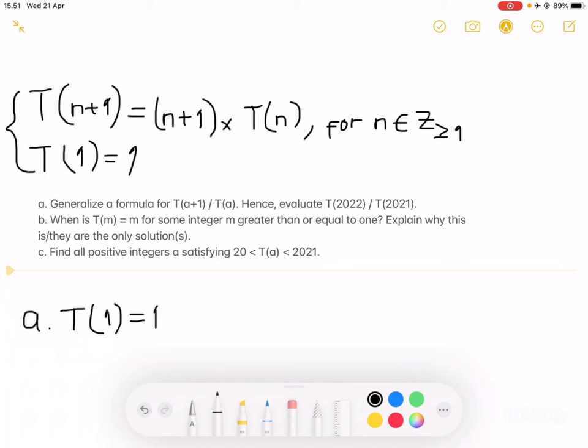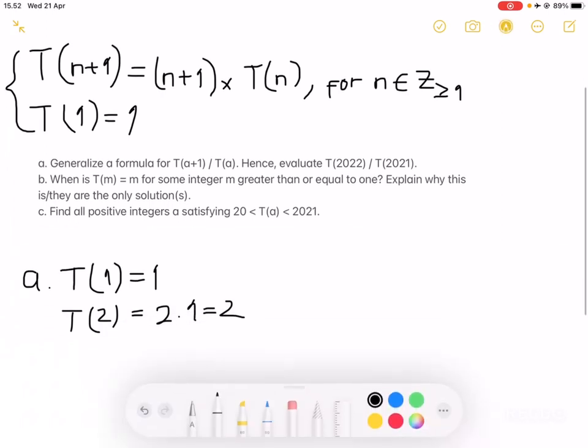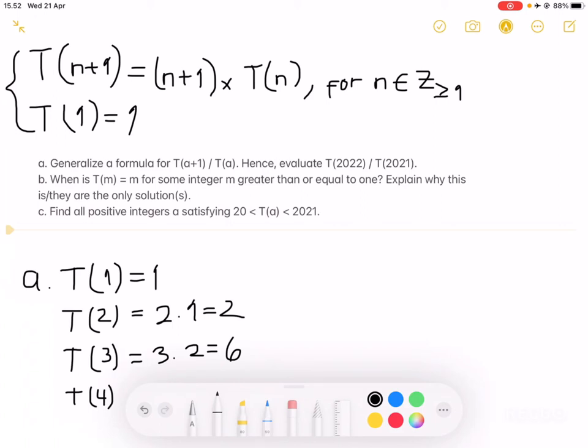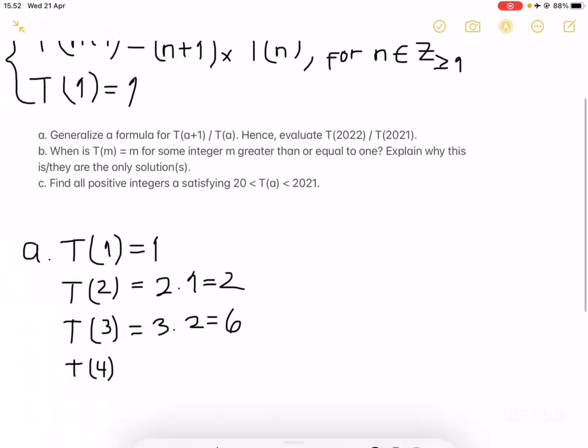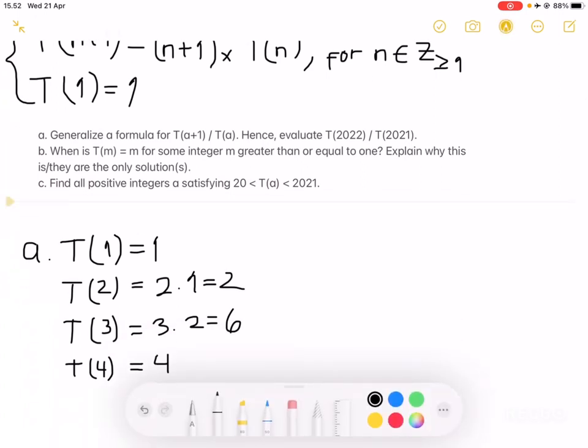So we know that t of 1 is equal to 1, t of 2 is equal to, based on this definition, 2 times t of 1, which is 1, is equal to 2. And we have t of 3 is equal to 3 times t of 2, which is 2, is equal to 6. Next we have t of 4, which again based on the definition, we have 4 times t of 3, which is 6, is equal to 24.